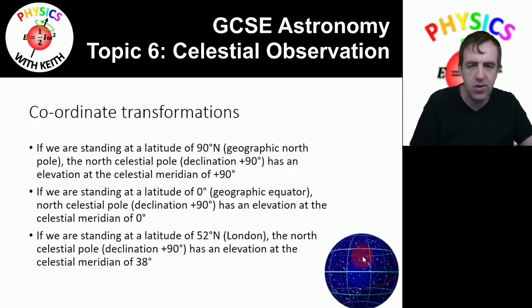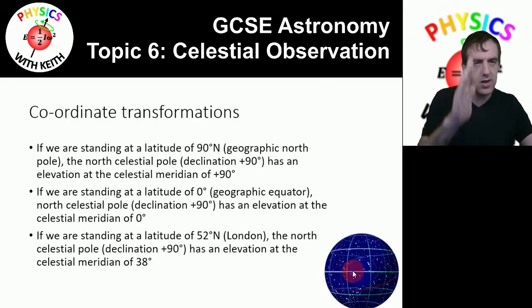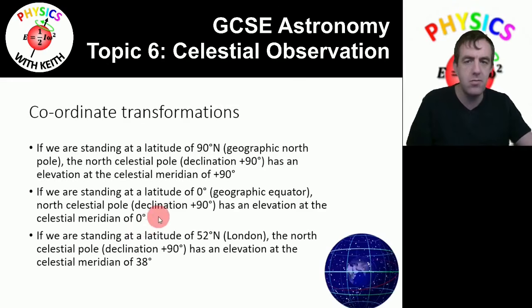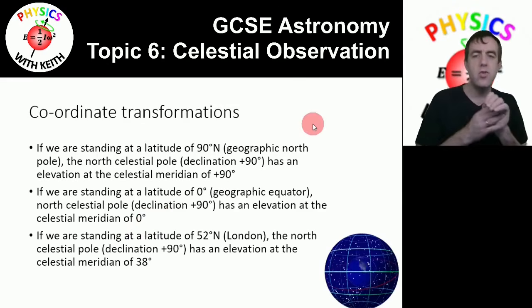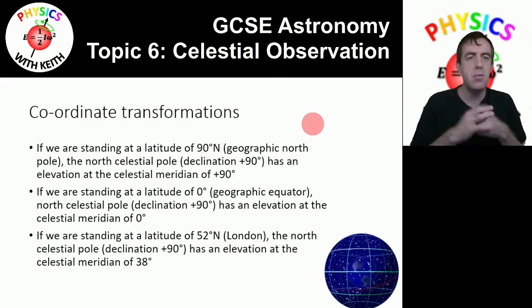If you're stood right at the top of the Earth, then right above you is the North Celestial Pole. But if you stood here on the equator, then the North Celestial Pole is right here. It's right on the horizon, 0 degree elevation.